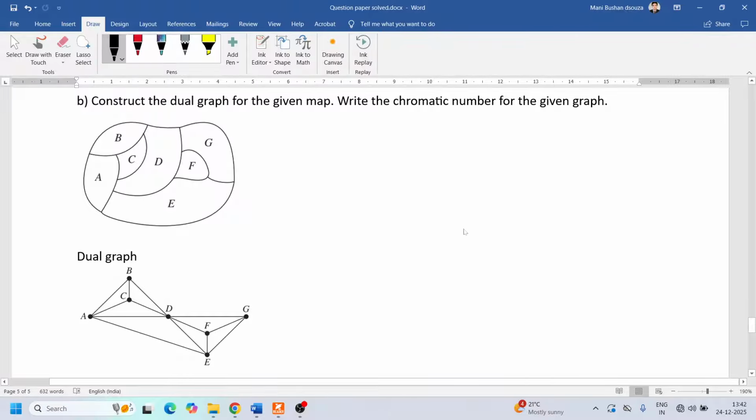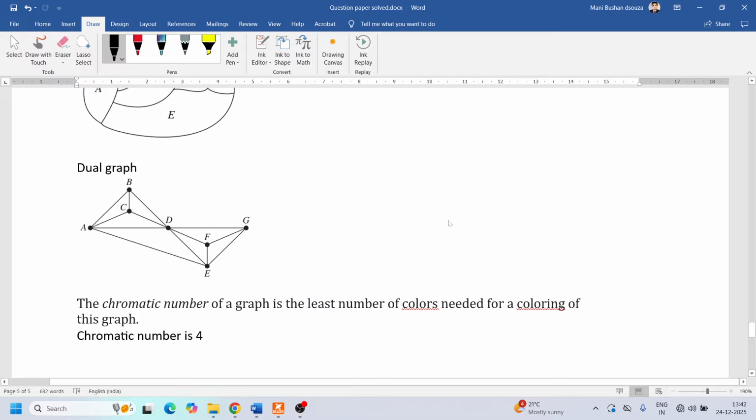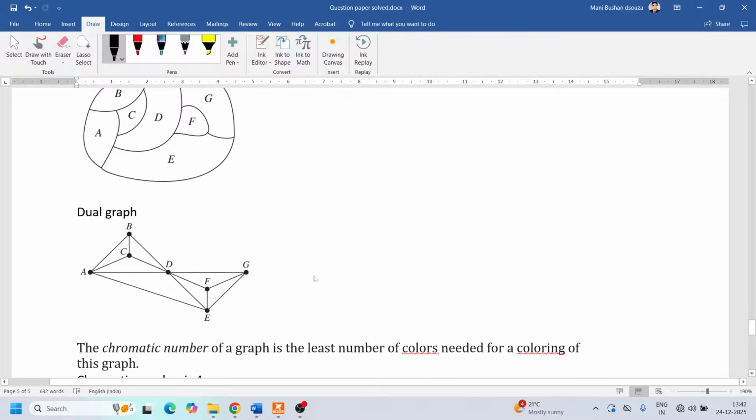And what is the chromatic number? So the chromatic number for this is 4. What is the meaning of chromatic number? The least number of colors that are required for drawing this graph. You need 4 colors over here. So let us assume that you're going to use these 4 colors to draw this graph.